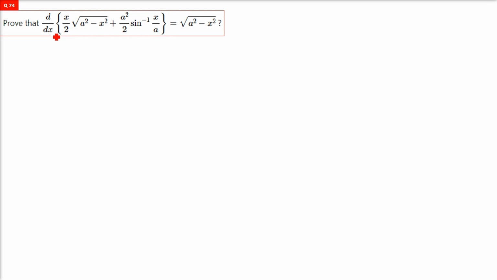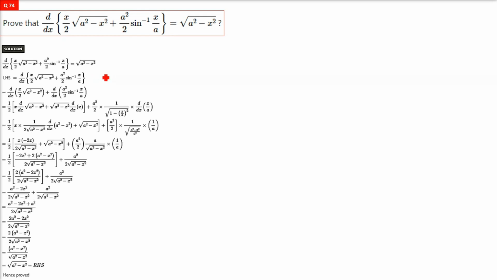Now here there will be some effort. The only effort is algebra, nothing else. Okay. The question is quite easy. Finally, you will see that under root a square minus x square will come. And how you have to write, I gave you in the answer already. So we'll do the differentiation.